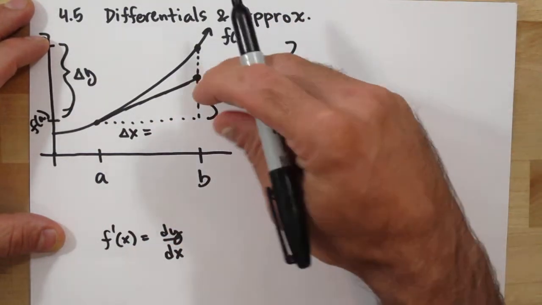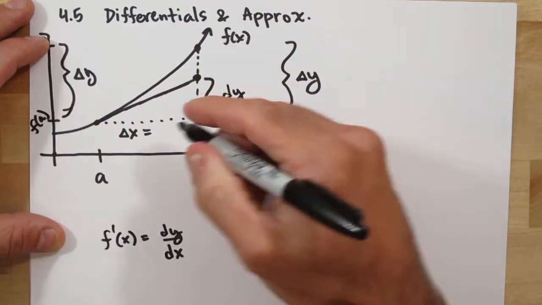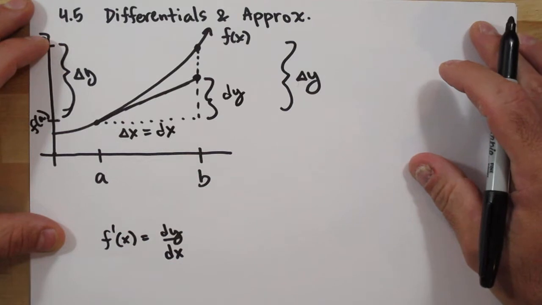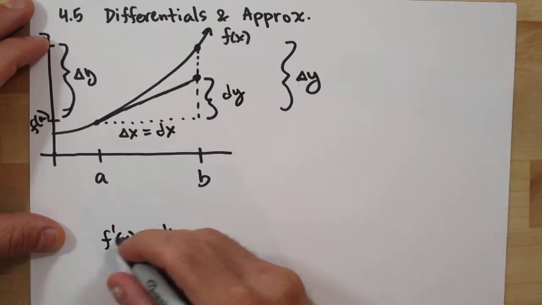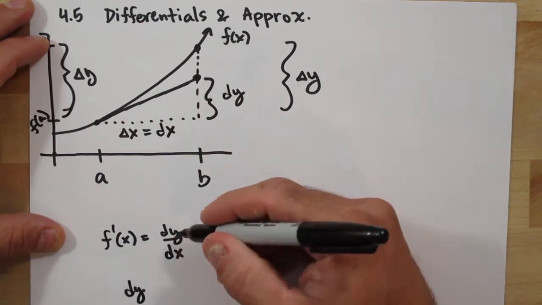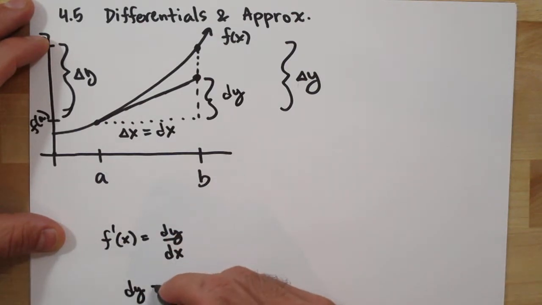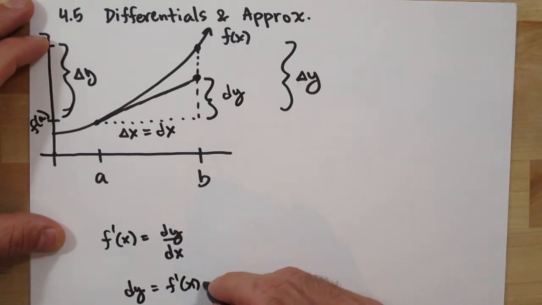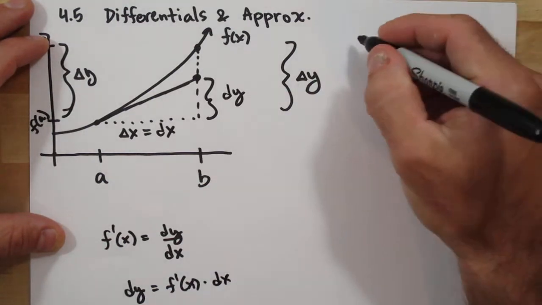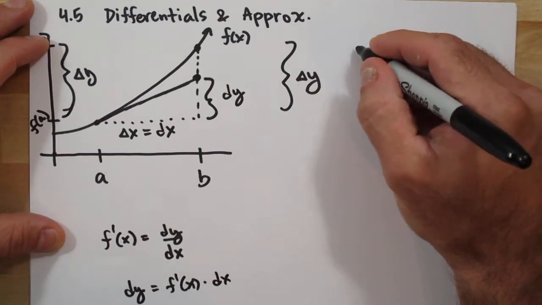Because dy, change in y over change in x, is how we refer to the derivative. Now I'm going to manipulate this slightly and find out how we can come up with dy. Well, we'd multiply both sides by dx. So we'd take f prime of x at, let's say, a, and multiply it by dx.